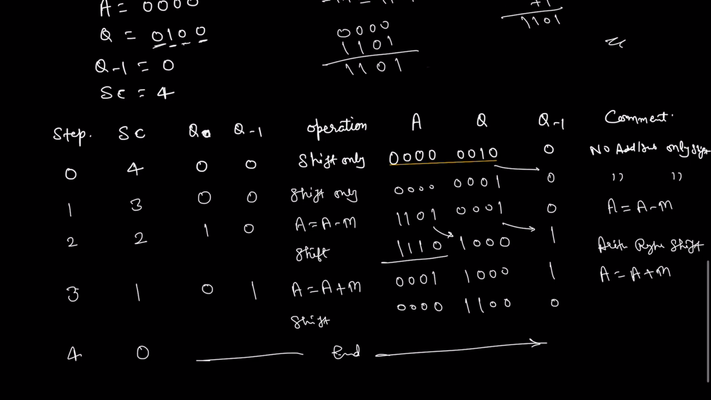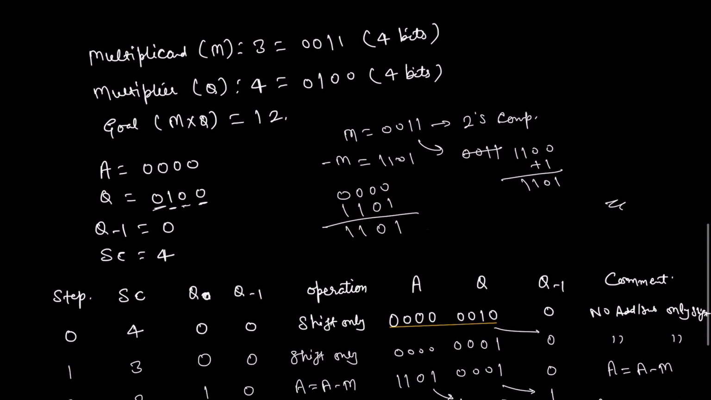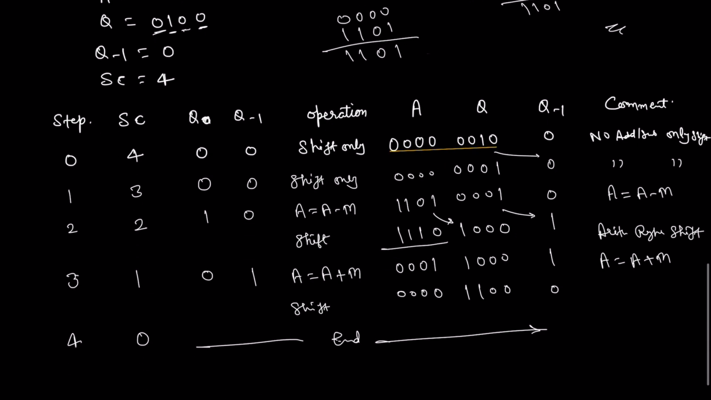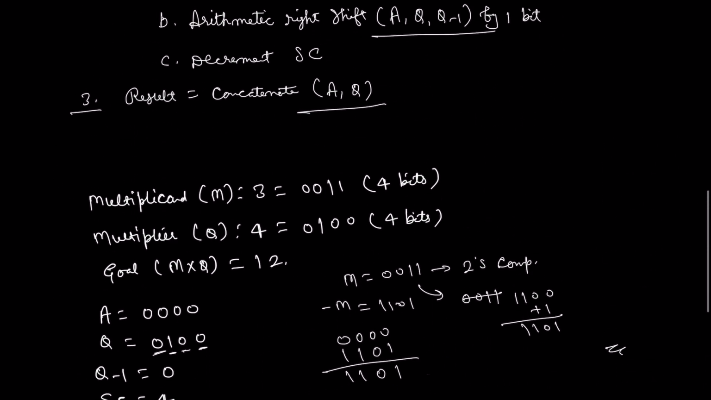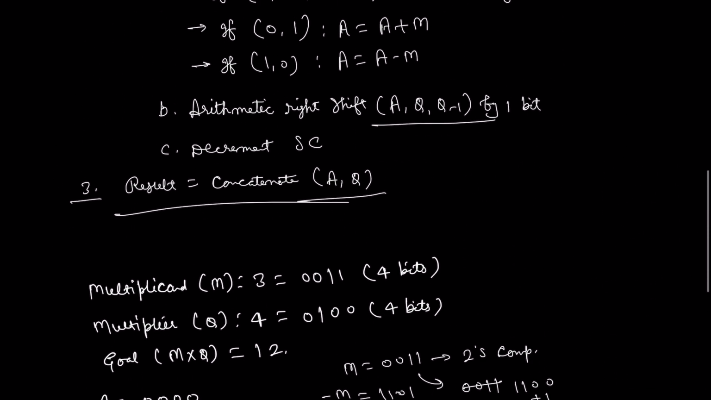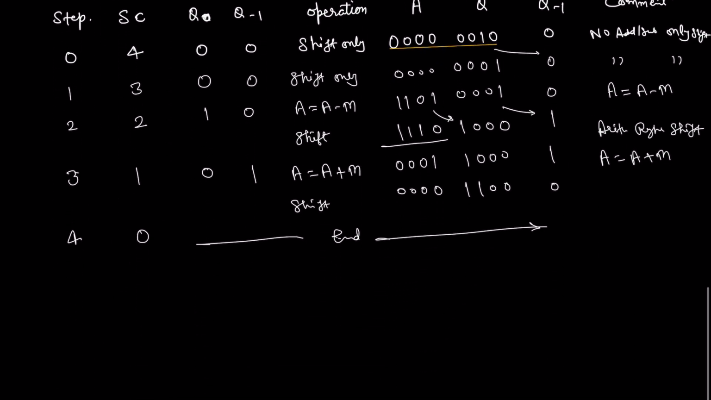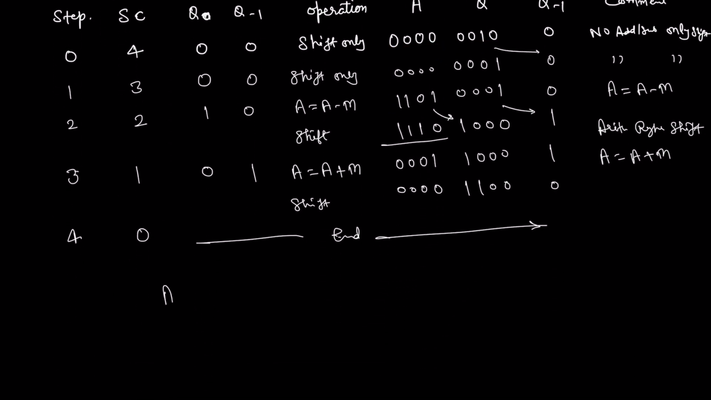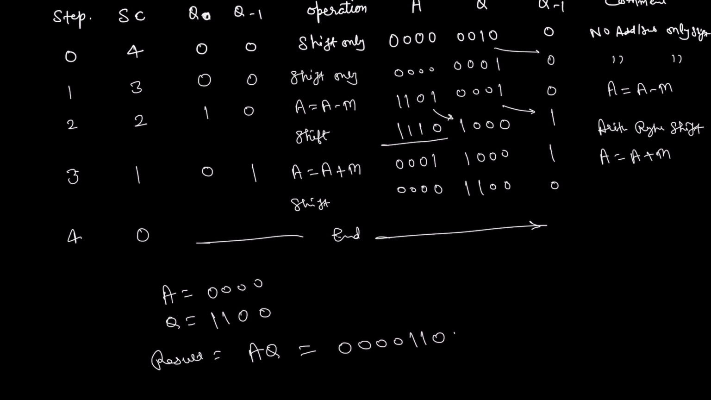So what is our final result? Goal is 12, no? And what is the result? Concatenate A and Q. So A is here all 0 and Q is here 1100. So the result AQ will be 00001100.